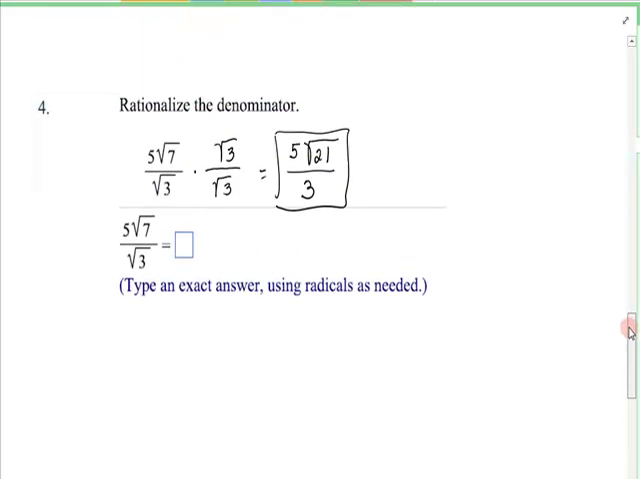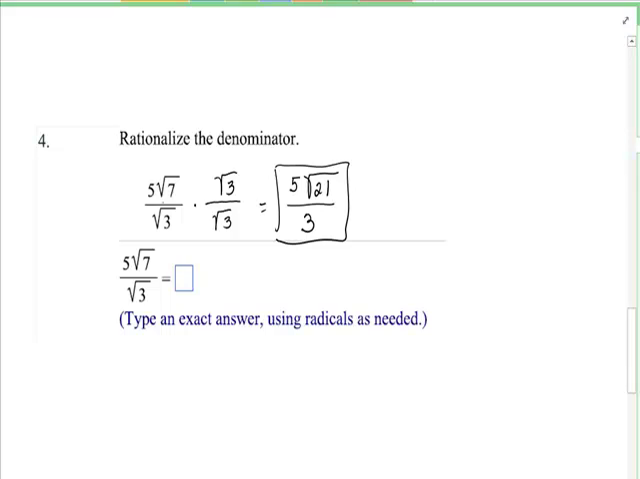And that looks like our 4 problems for this. You're rationalizing a denominator that has a single radical in the bottom. So give that homework a try.